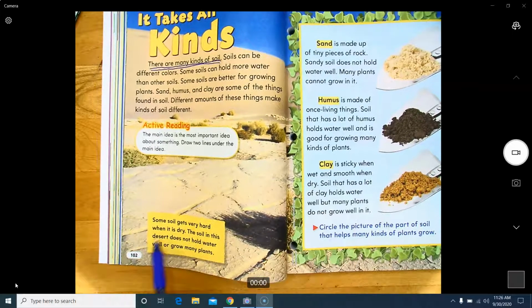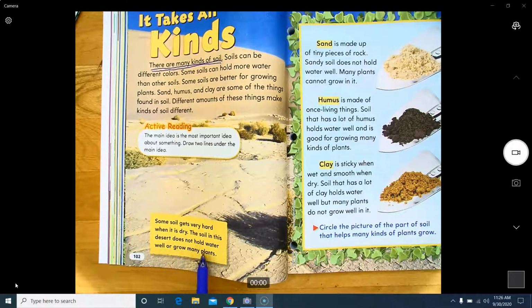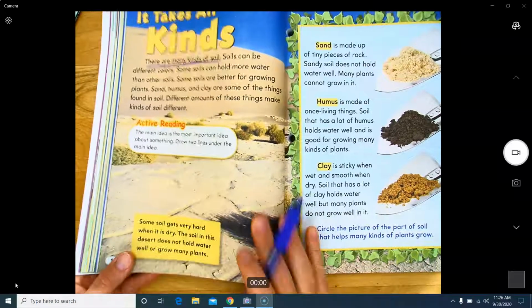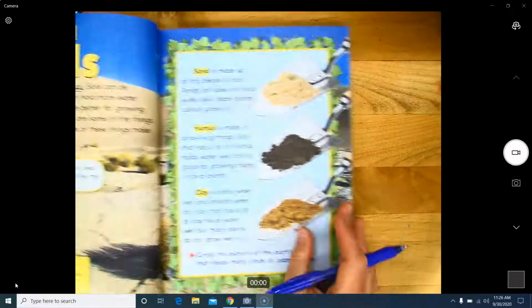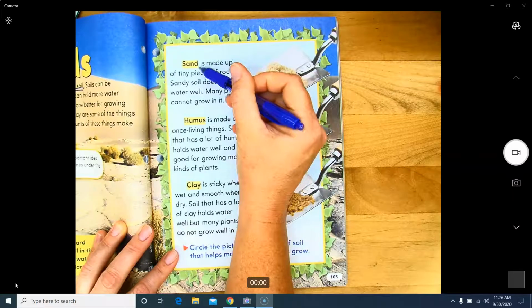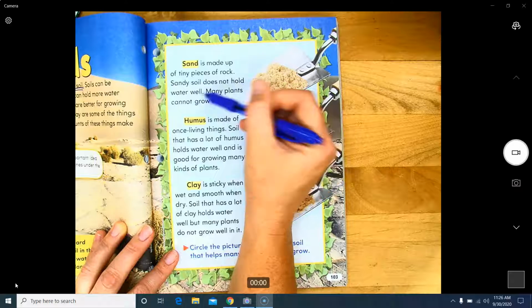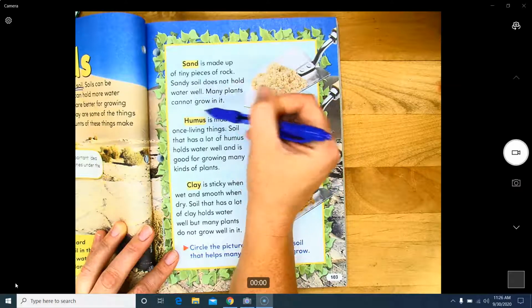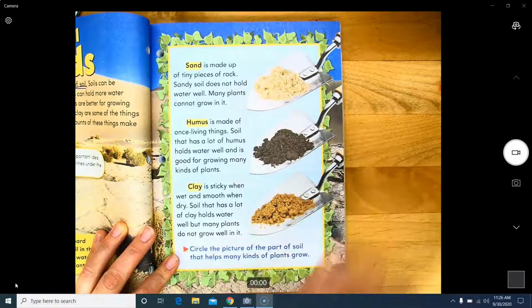Down here, some soil gets very hard when it is dry. The soil in this desert does not hold water well or grow many plants. So this would not be a very good area to try to grow a garden. Oh, here are some more vocabulary words. Sand. Sand is made up of tiny pieces of rock. Sandy soil does not hold water well. Many plants cannot grow in it. So when you go to the beach, there's sand. You don't see a whole lot of plants growing on the beach.